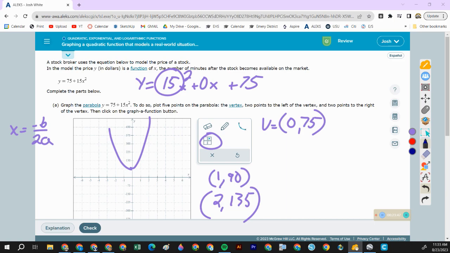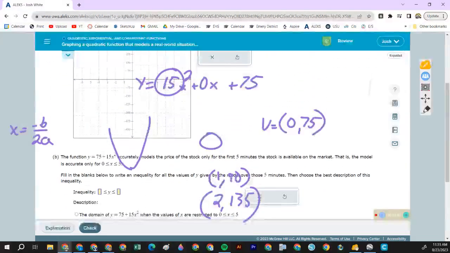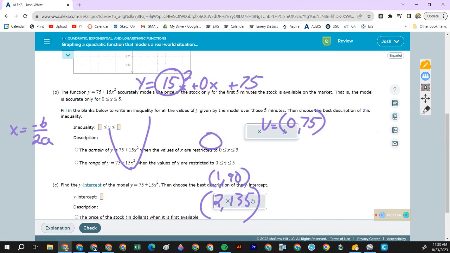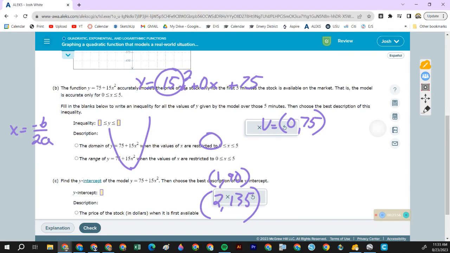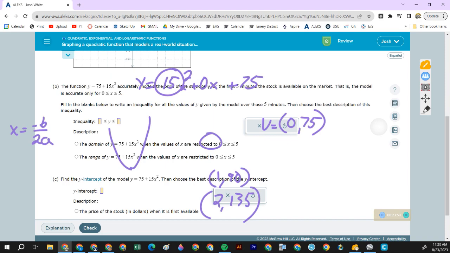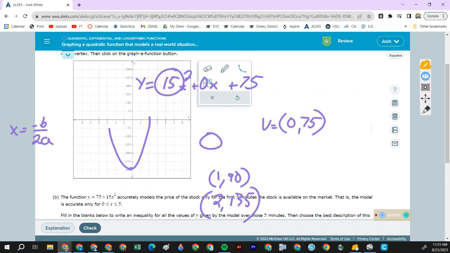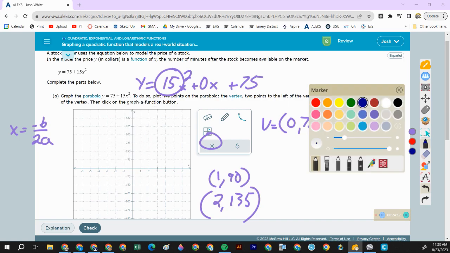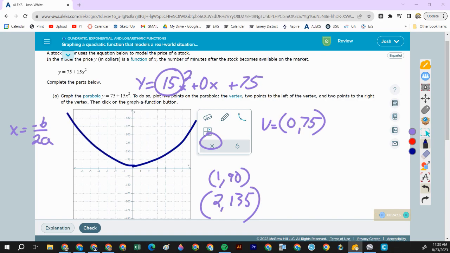Is that all it's asking? Let's look. Okay. So once you have the graph, write an inequality for all values of y given by the model over 5 minutes. So we draw this graph, which kind of looks like, it's going to kind of look like this. Okay, and it wants to know what are the y values from here over.